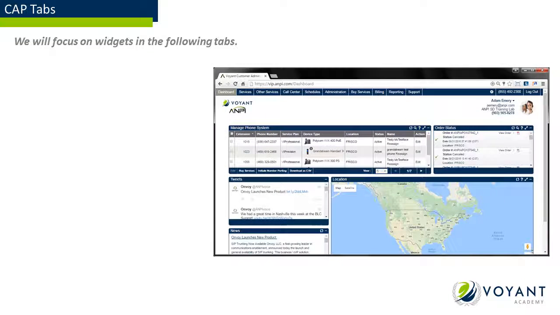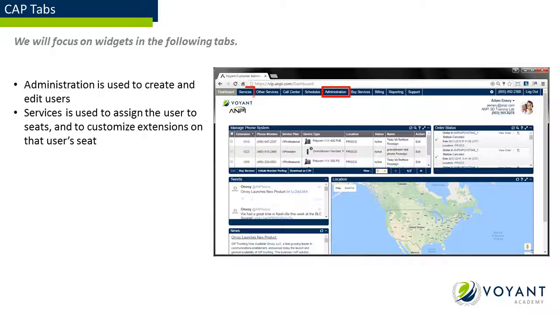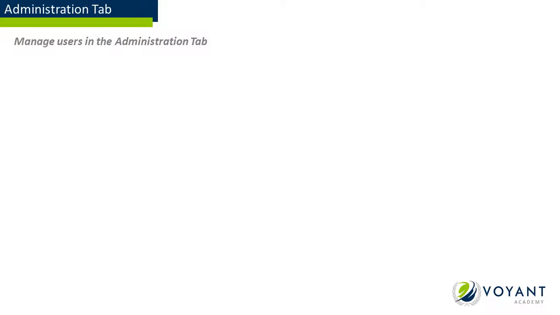In this lesson, we will focus on two tabs and just one widget within each tab. The Administration tab is used to create and edit users, and we will look at this first. Then we will use the Services tab to assign users to seats. We have to do it in this order because without an established user, we cannot assign it to a seat.